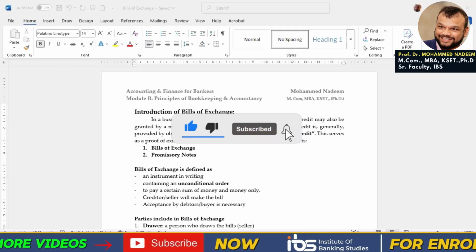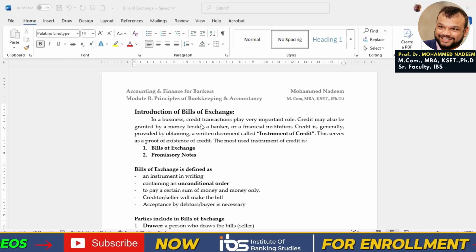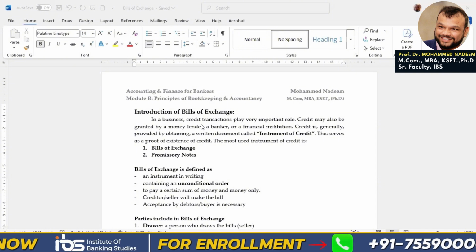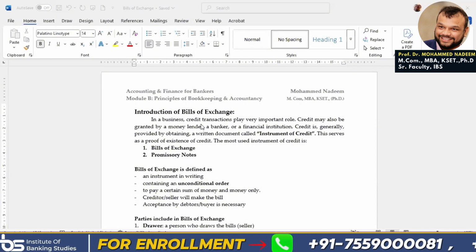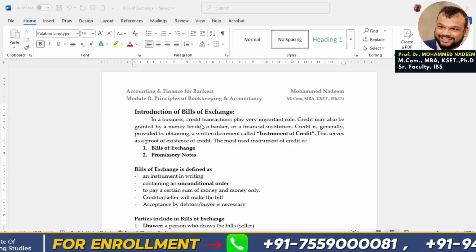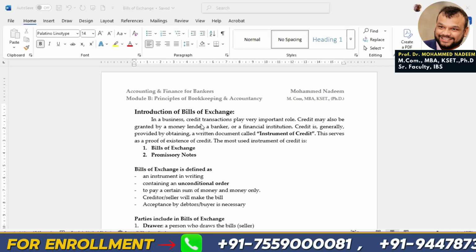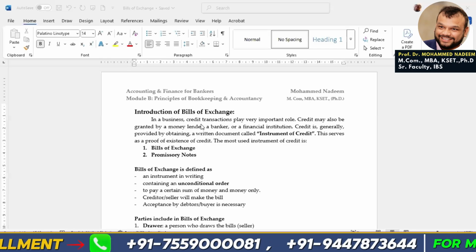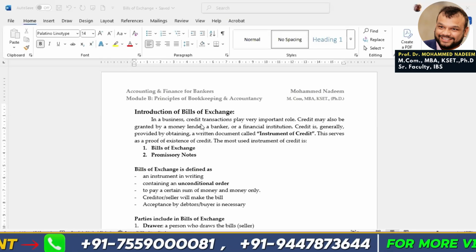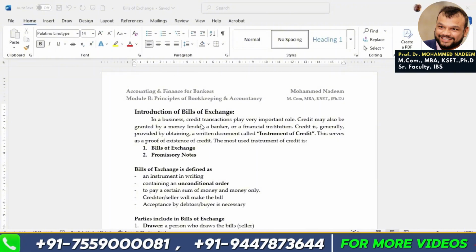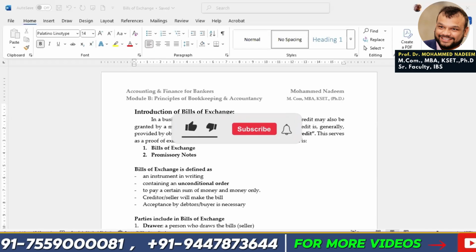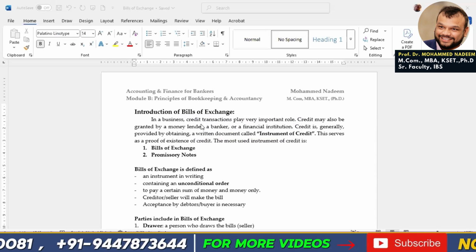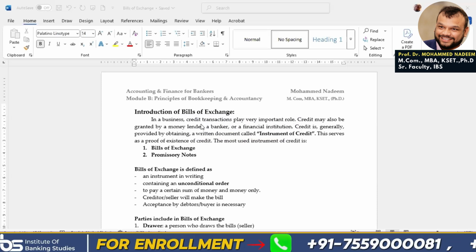That document says clearly that this person has taken a loan from you, or that this supplier or person has taken goods from you on credit. It should be a valid document; it is not enough to simply take a signature on paper. Proper terms and conditions should be there: when he should pay, how much he has to pay, when he promised to pay, and when you sold the goods. Everything should be in the document. Those documents are called instruments of credit, and they serve as proof for the existence of credit.